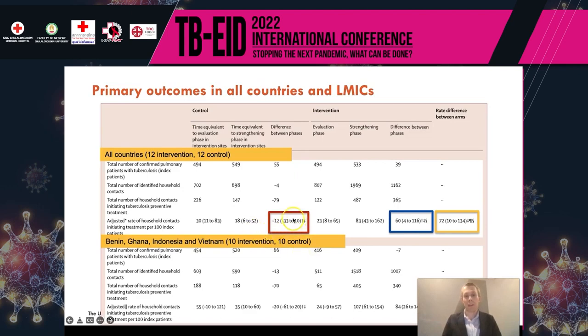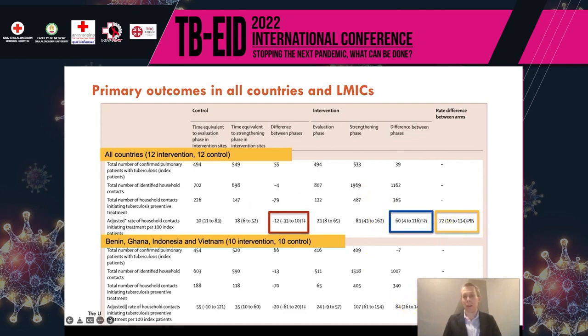And so if you then look at all countries, adjusted based upon a number of factors, you can see that in all countries overall, the difference between phase one and phase two, so you can see here, 72, which is with 95% confidence limits of 10 to 134 per 100 index patients commenced on treatment. So overall, the intervention was effective.